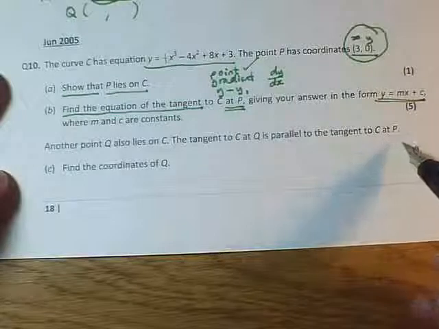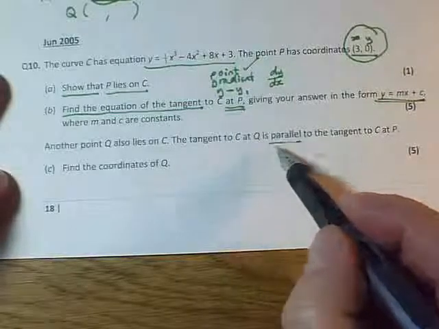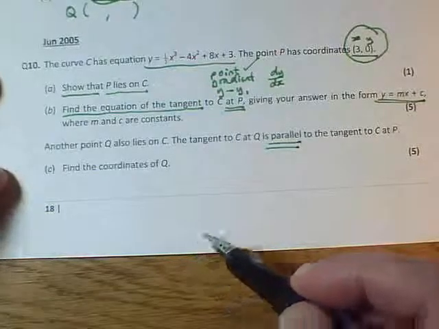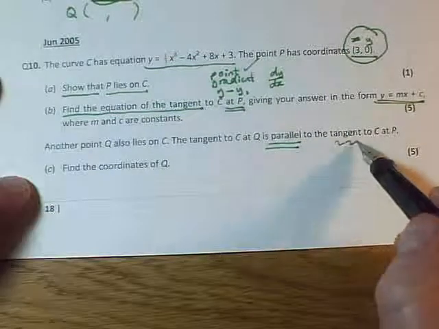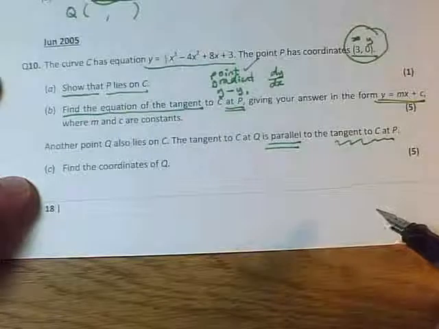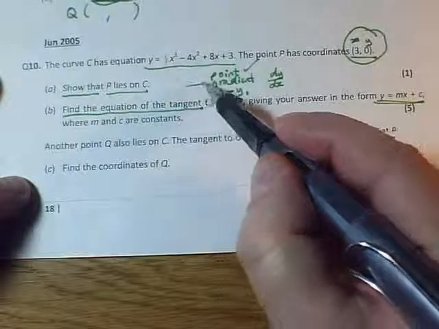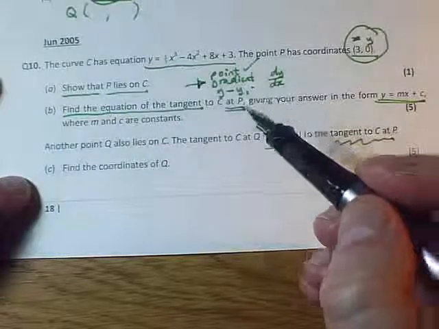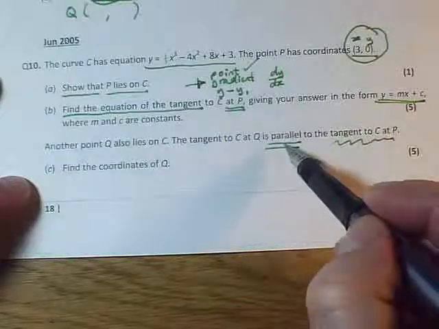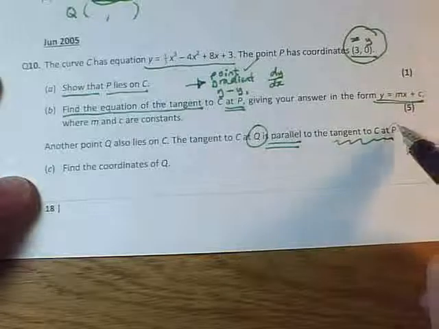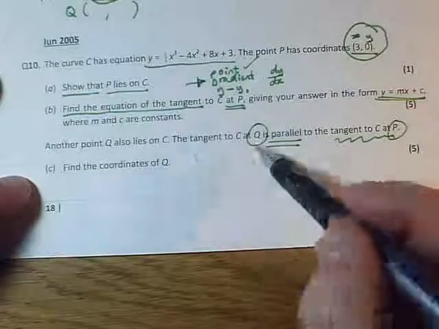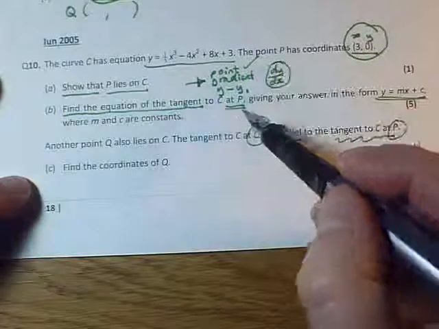Okay, and then we've got another point Q on C, and we've got the tangent at Q being parallel to the tangent at C. So we've got this word parallel. Now parallel means the two gradients have to be the same. So we already know all there is to know about the tangent to C at P. In particular, we worked out its gradient earlier, and parallel means the gradient at Q has to be the same as the gradient at P, and the gradient of the tangent is always given by dy by dx.